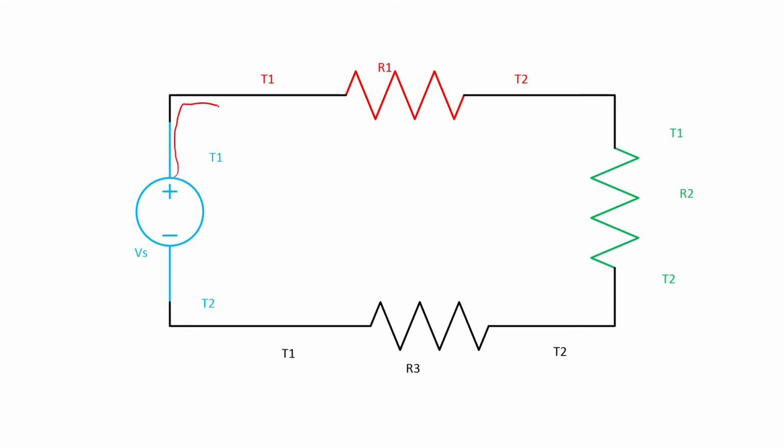the voltage source to terminal 1 of R1, and then R2. Another wire connects terminal 2 of R1 to terminal 1 of R2, and another wire connects terminal 2 of R2 to terminal 1 of R3, and back to the supply. This time I chose to label them R1, R2, and R3.